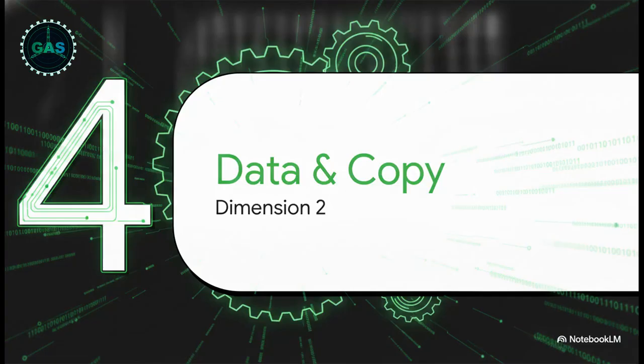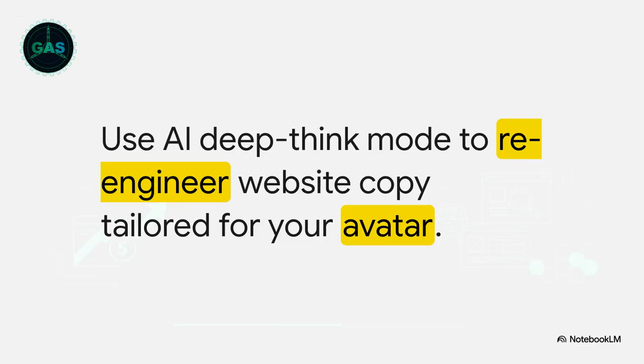Section 4, Dimension 2, Data and Copy. Now, if the design is the body of the car, the data and copy are the engine driving the actual conversions. Copywriting is usually the biggest bottleneck for business owners, right? But we completely bypass that by using advanced AI models in their deep think or reasoning modes. By prompting the AI to act as an elite business consultant, you literally instruct it to re-engineer your entire website's copy. You just feed it modeled data about your specific target avatar and it writes hyper-targeted messaging that speaks directly to your ideal client's internal struggles.